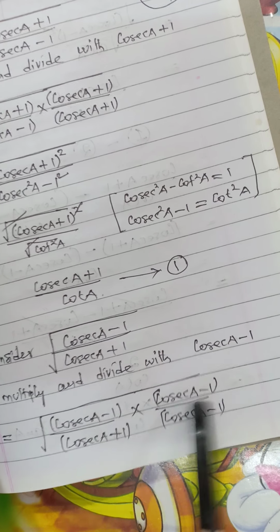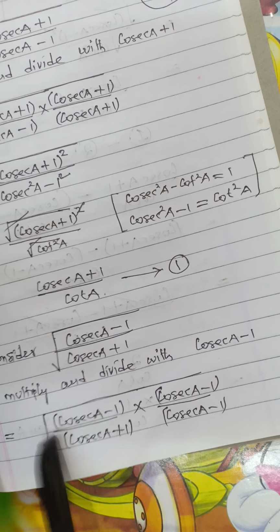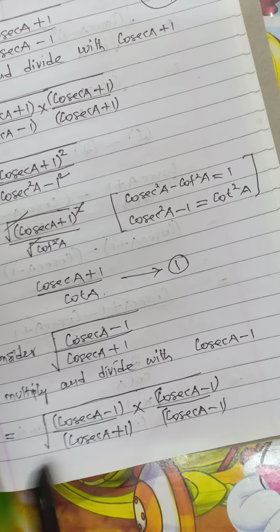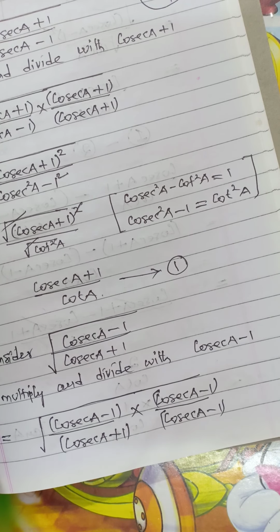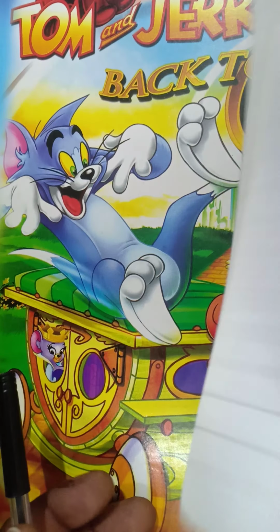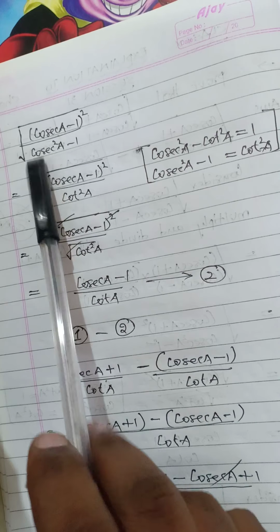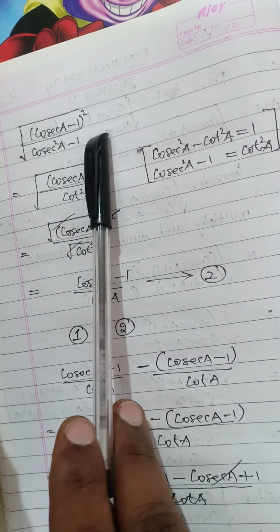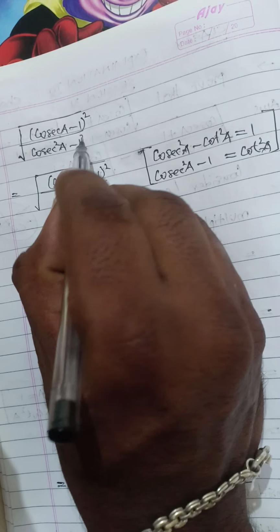Look at this. These two are the same terms, cosecant A minus 1, cosecant A minus 1, so I can write it as whole square. And the denominator, cosecant A plus B into A minus B, is A square minus B square. So now it will become square root of cosecant A minus 1 whole square by cosecant square A minus 1 square. I can write it as 1 square.